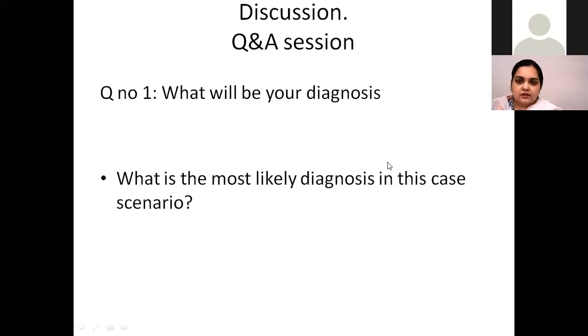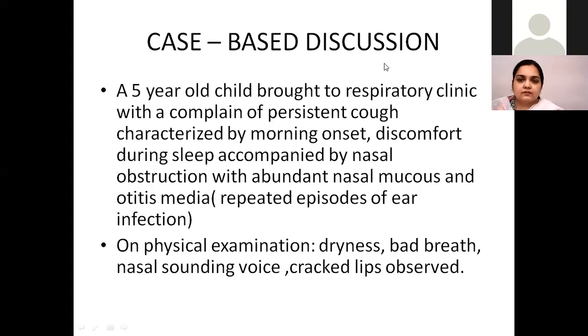Okay. Let's see what is the finding. So, a child, mostly a 5-year-old child, comes to the respiratory clinic with persistent cough, discomfort during sleep, and nasal obstruction. So the nasal passage is blocked, and plus that, the location of the type of tonsil that is present over there. Yes, pharyngeal or the adenoids or the tonsil.